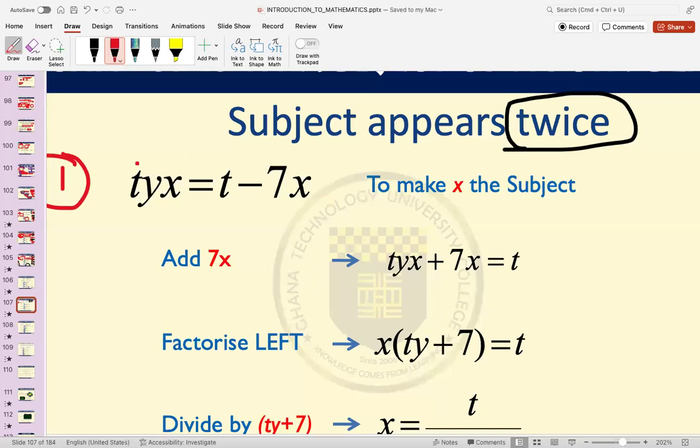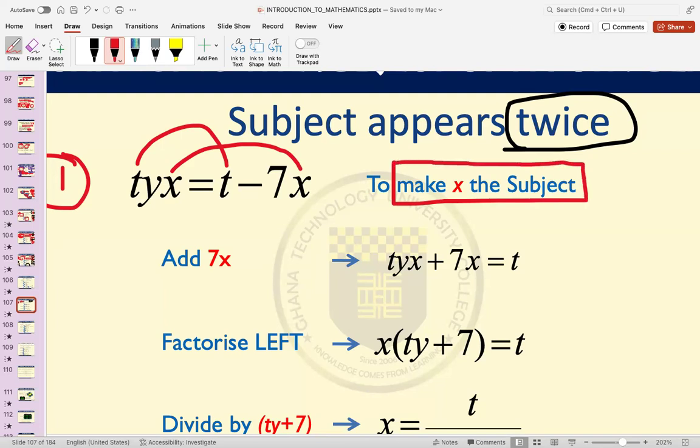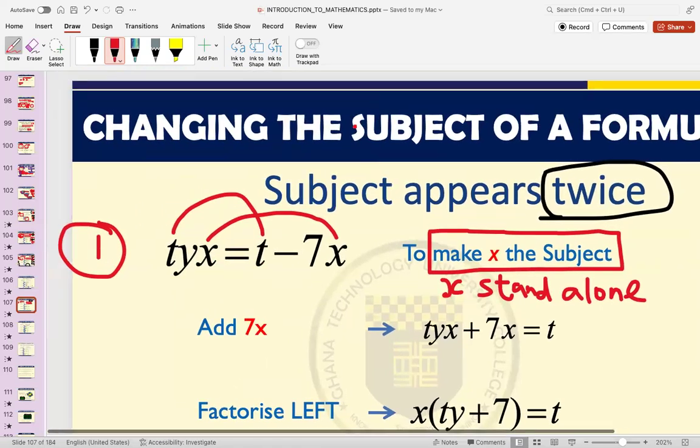Look at something. T is appearing twice. X is also appearing twice. Now the question is, make X the subject. It means that we should concentrate on X. Make X the subject means let X stand alone. That is the meaning of making X the subject. So let's see how we can do that. Let's see how we can make X stand alone.